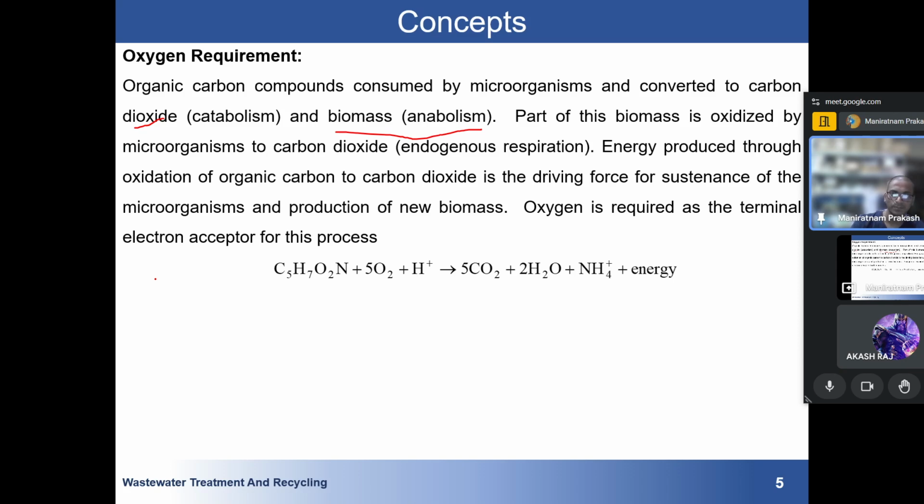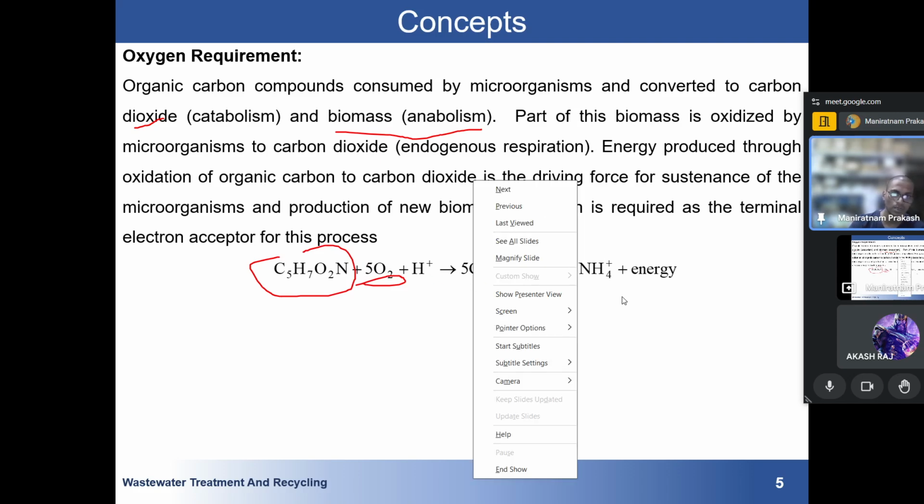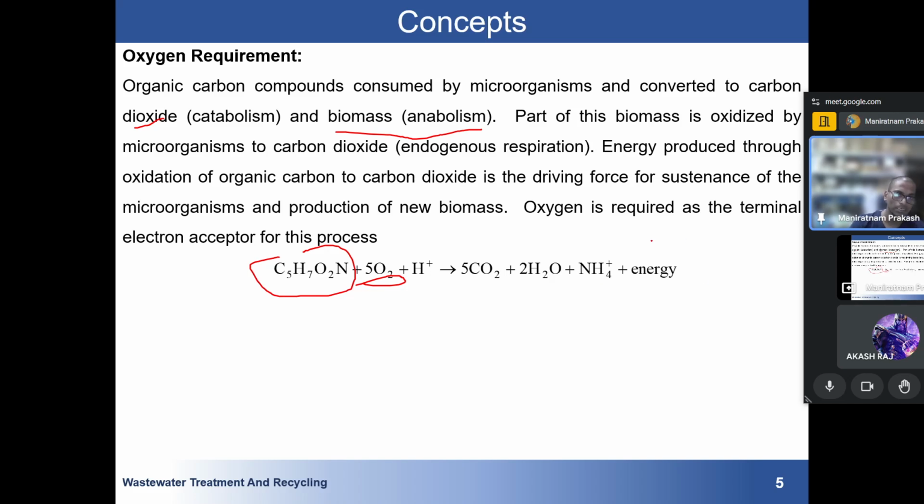Okay, now you can see that this is our organic matter, and this O2 will be required in presence of acidic medium. CO2 and ammonium ions will be present, and some energy will be released, and this energy will again be used for generation of new cells and generation of CO2 and all this.